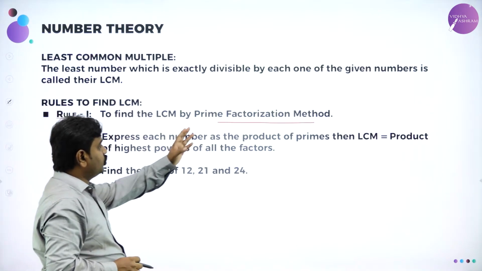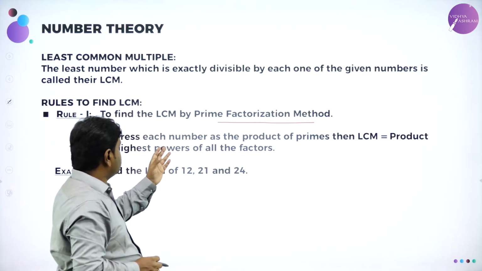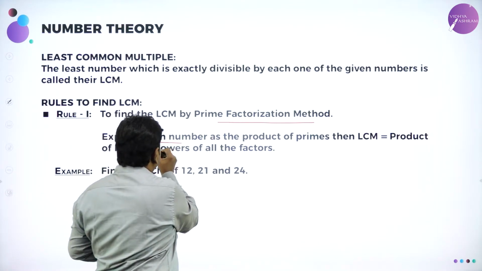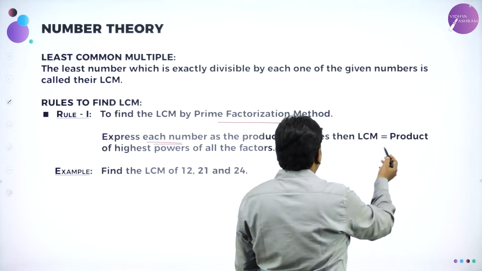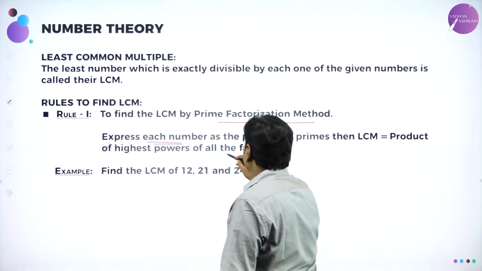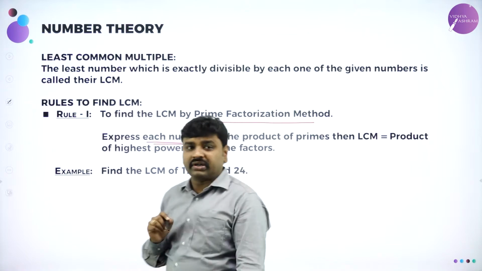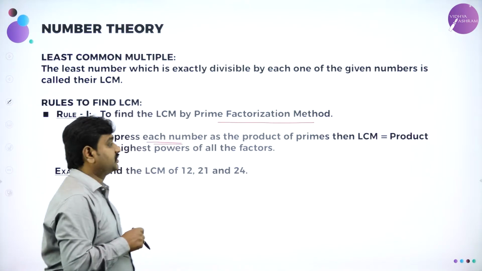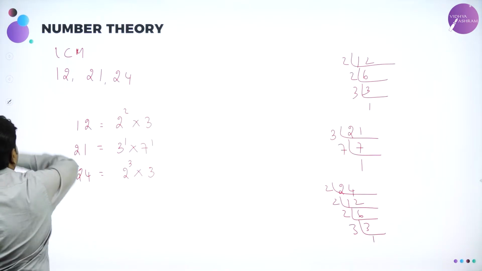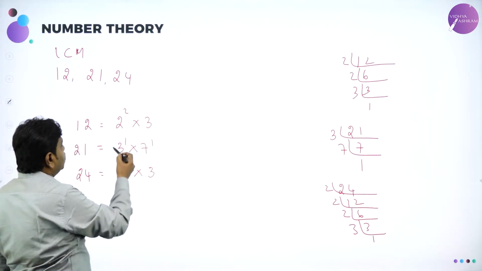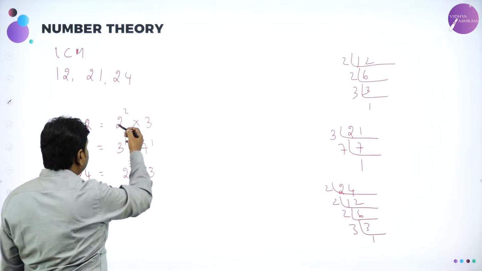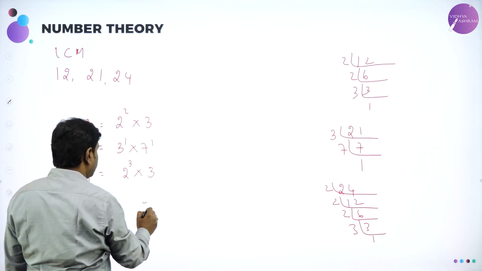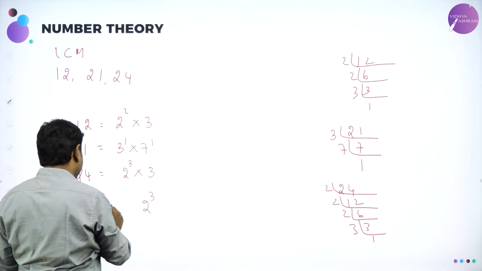To find the LCM, do prime factorization. That is, write each number as a product of primes. Then what is LCM? The product of the highest power of all the factors. See, 2 square and 2 cube. In 2 square and 2 cube, what is the highest factor? 2 cube.